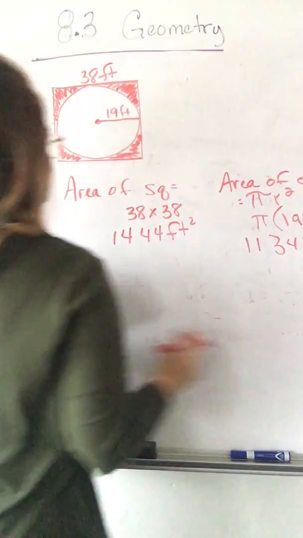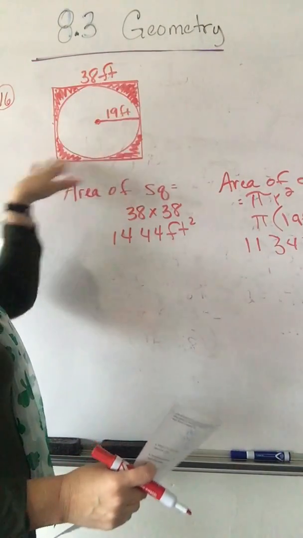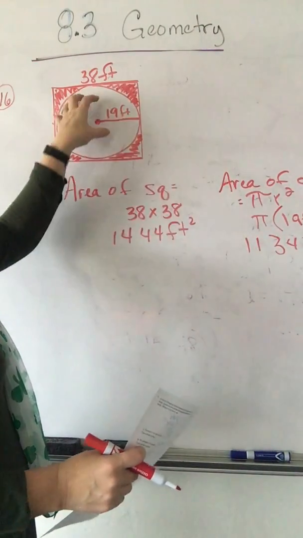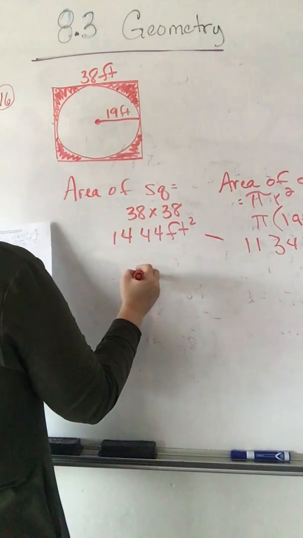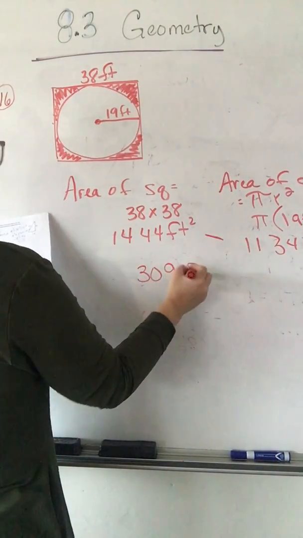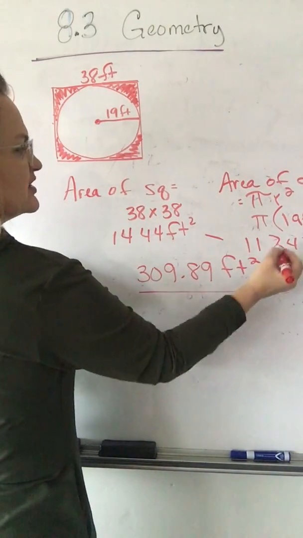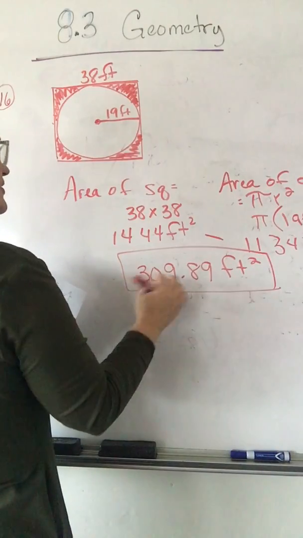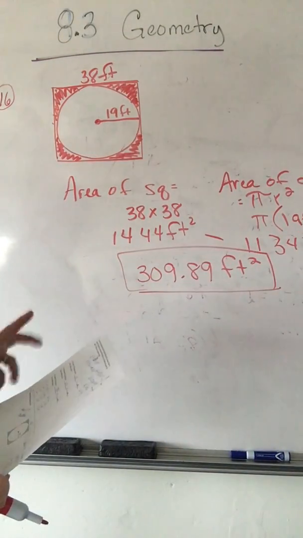It's an area amount. So again, the area of just the shaded parts, the little corners, would be the whole thing, 1444, subtracting out the circle. So we subtract those two, and the final answer, the little corner parts, would be approximately, depending on what you round to, 309.89 square feet. Square feet are the units for area questions.